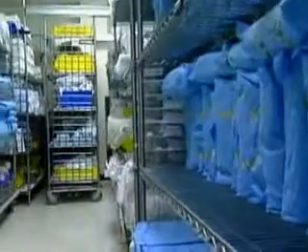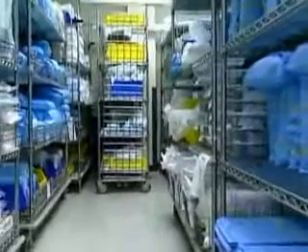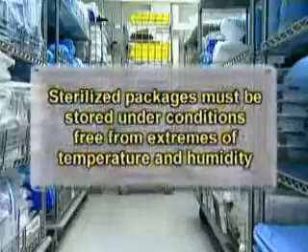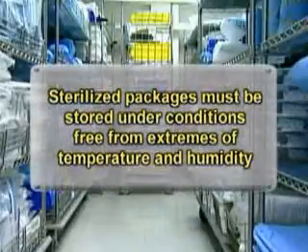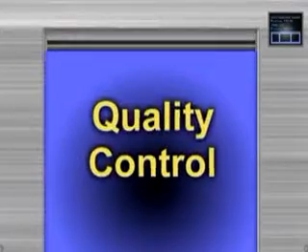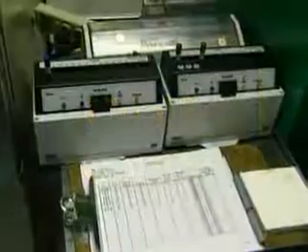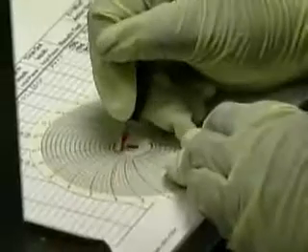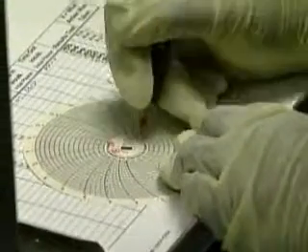Storage areas must be kept clean and free of dust, lint, dirt, and vermin. Sterilized packages must be stored under conditions that protect them from extremes of temperature and humidity. Monitoring and measuring process control is a required component of the quality control program.